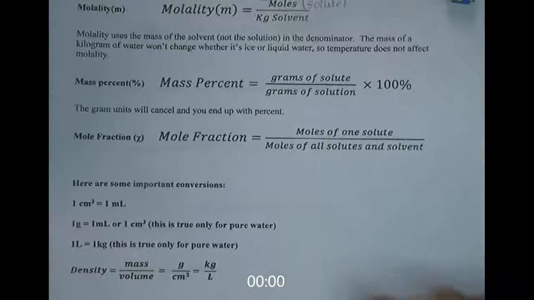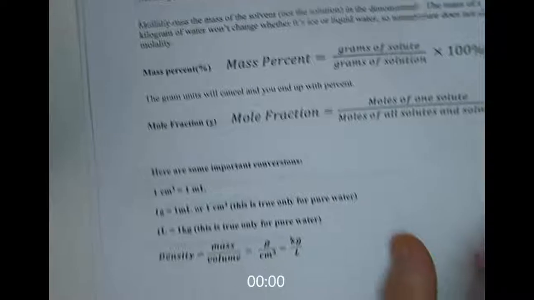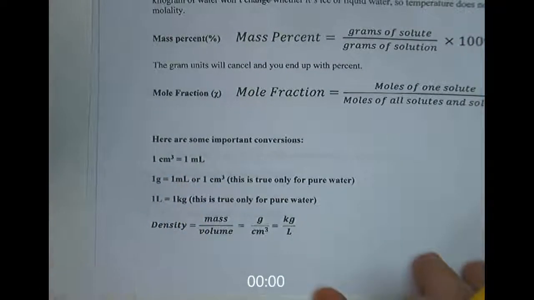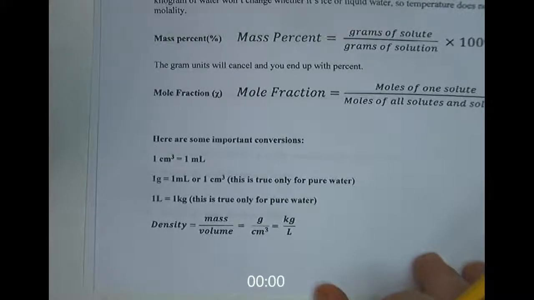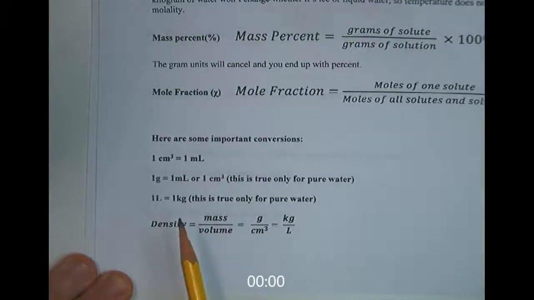There are some important conversions you should be aware of. The first one is, for anything, 1 cubic centimeter is equal to 1 milliliter. Those are both measures of volume. Sometimes things are expressed in cubic centimeters, and sometimes in milliliters, but they're exactly the same volume. Now, there's one that's particularly important that applies only to pure water. And that is that 1 gram of pure water is equal to 1 milliliter of pure water. Or you could say 1 gram of pure water is equal to 1 cubic centimeter of pure water.